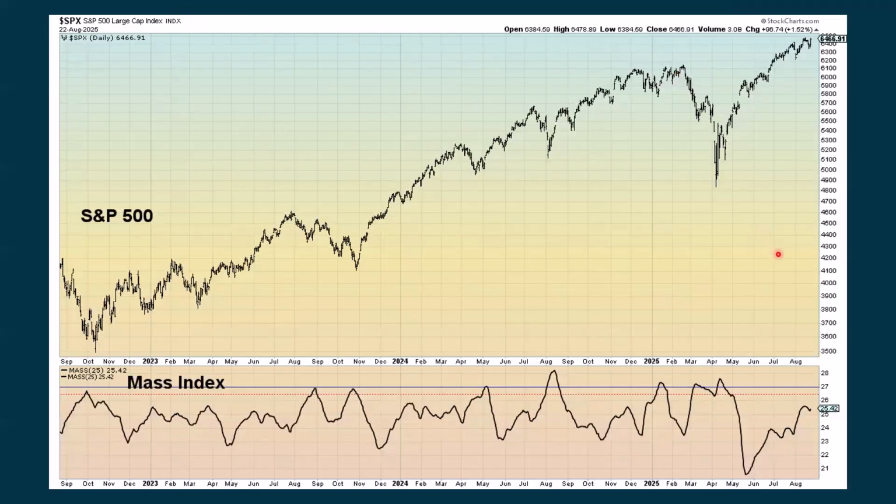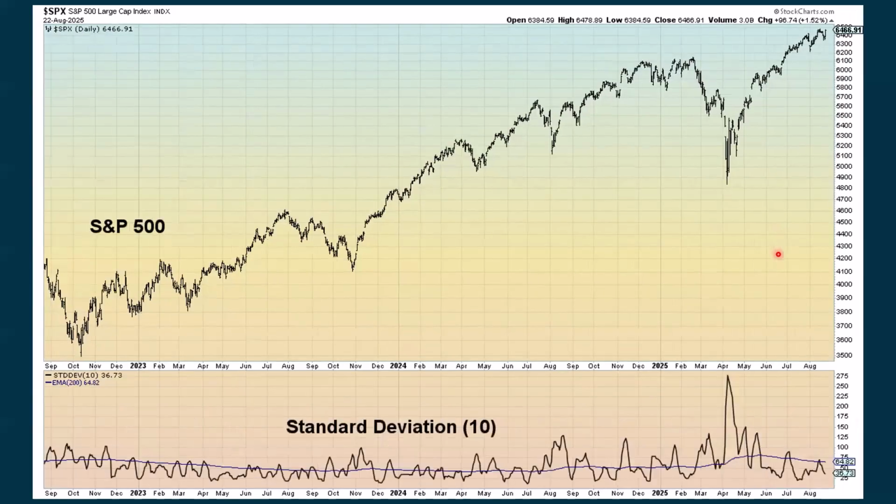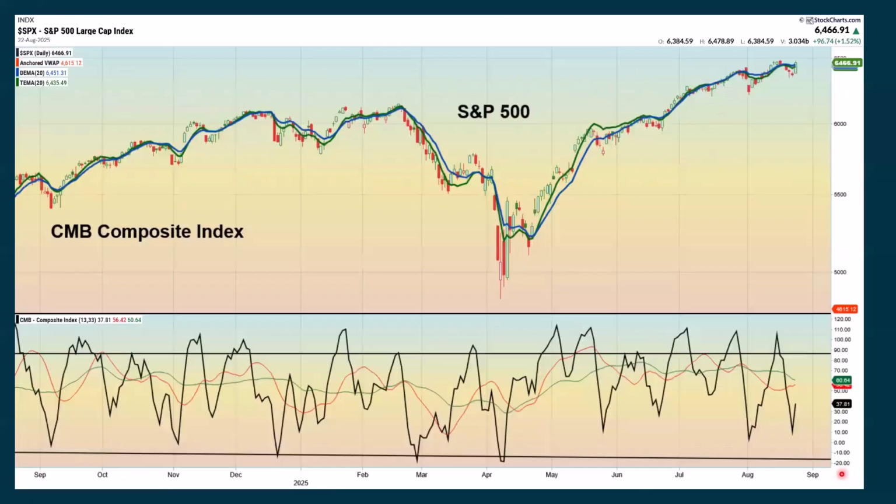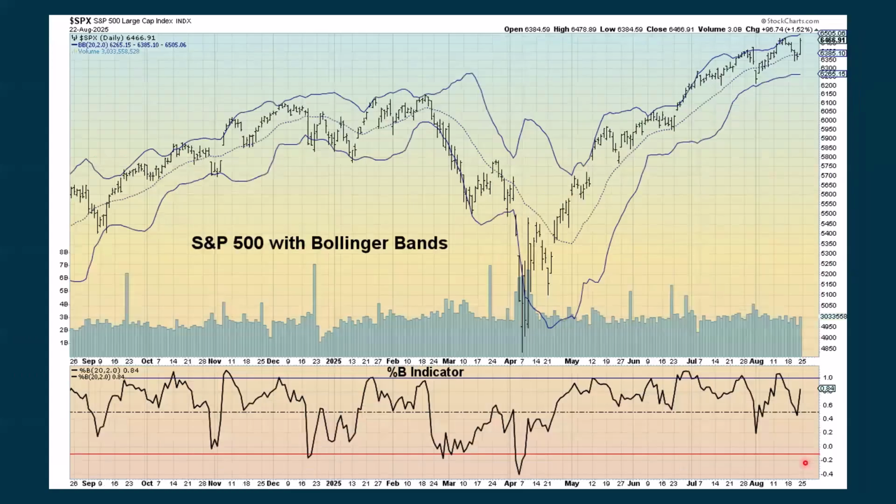Mass index not generating a signal right now on the daily chart. We're below the moving average with standard deviation. This measures how fast we're moving, and we're not moving all that quickly here over the last 10 periods. And we are coming up here, but I only show the CMB composite when we're above the black line on top or below the black line on the bottom, and we're not extreme right now.